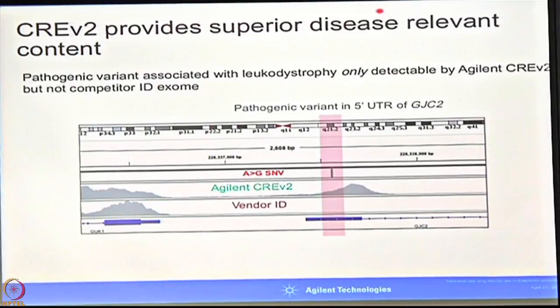For example, this is leukodystrophy, and this pathogenic variant is in this gene. This is a GC-rich region, and if you compare with the other vendor, you don't see any coverage. There's no coverage for this gene. If you see the clinical exome panel, we covered this part also, to be able to detect the 5' UTR variants with this disease. So in this disease, this is the kind of pathogenic variant, and you can easily detect it by the clinical exome panel.